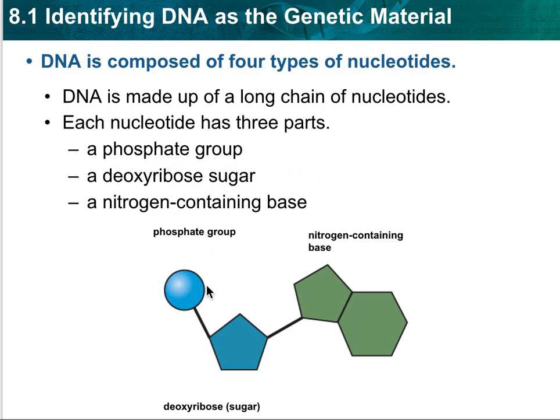That's the phosphate group, which is designated by the circle here. The deoxyribose sugar, that's the D in DNA. And that's right here, the deoxyribose sugar. And then the nitrogen-containing base. So this will be your A, T, C, or G that we'll talk about here in a minute.